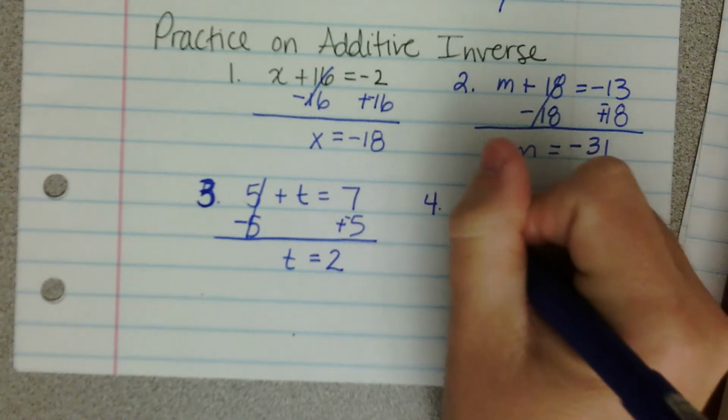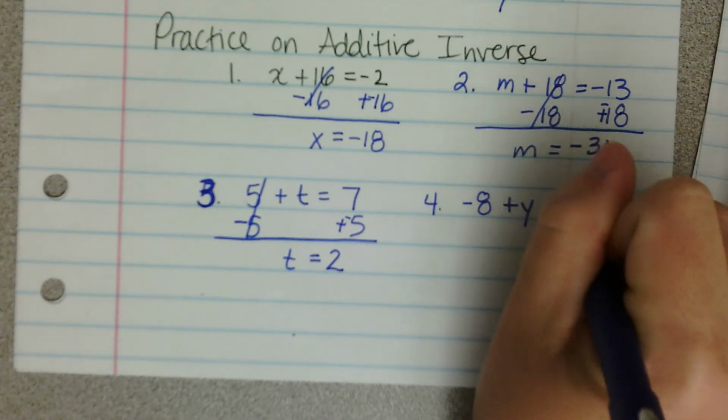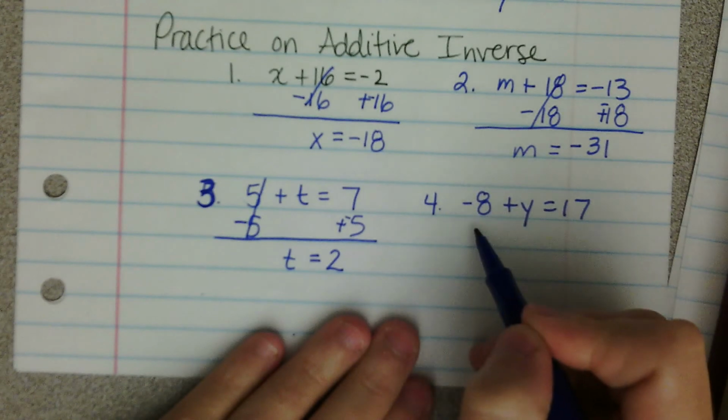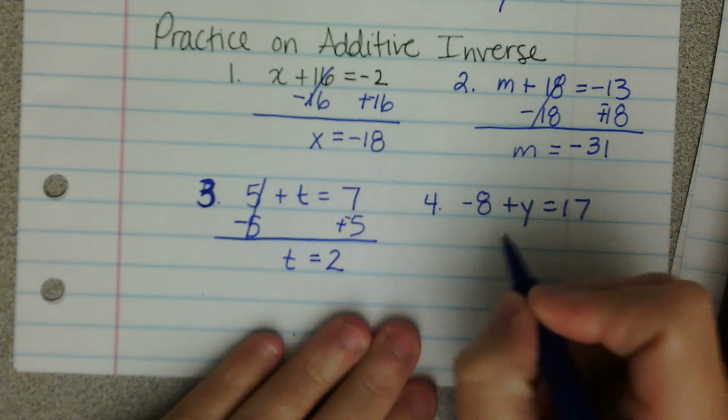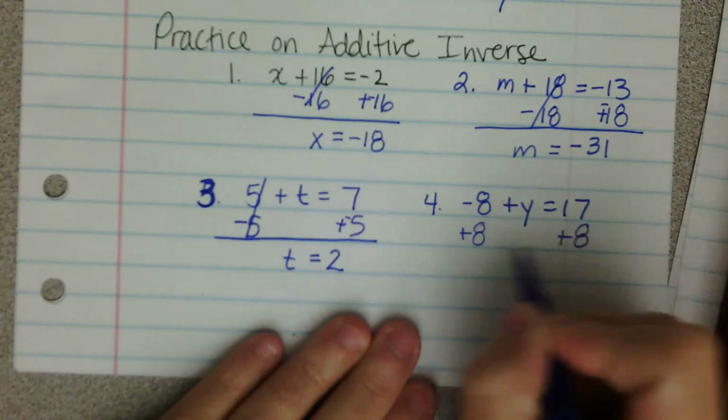Last practice problem was number 4, negative 8 plus y equals 17. We have a negative here. We need to get rid of our negative. We're going to do that by making a positive. So we're going to plus 8 on both sides of equals.